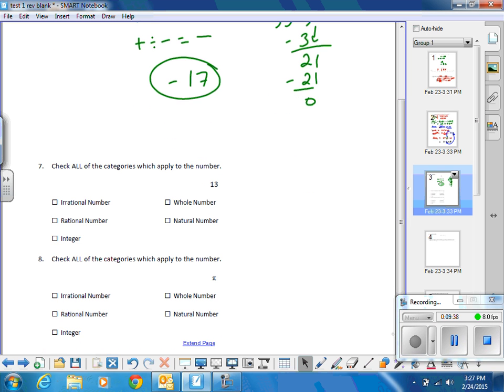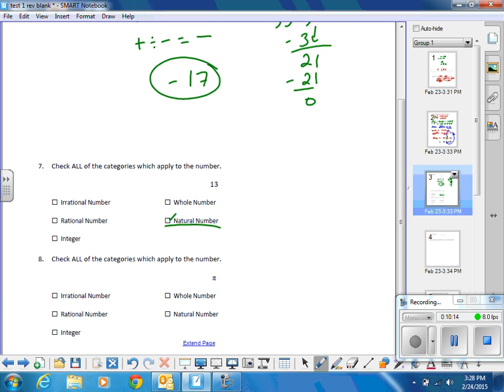Now these next two problems are asking about which categories apply to the number. So let's talk about this. The number 13. Well, as your teacher might have explained to you, you start with the natural numbers. Those are the numbers you learn in kindergarten or preschool and first grade. When you're first starting out and you count, you always start at 1, 2, 3, 4, 5. You don't start at 0. You don't learn 0 until sometime in first grade, maybe kindergarten later on. I'm not 100% sure. So 13 is definitely a natural number. You can count to 13.